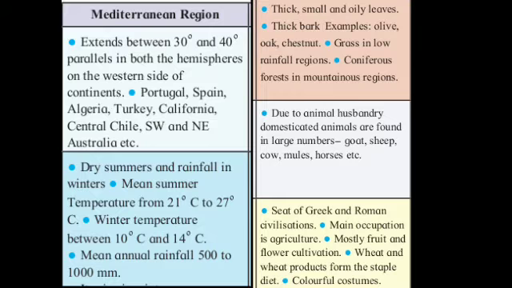Seat of Greek and Roman civilization. Main occupation is agriculture, mostly fruit and flower cultivation. Wheat and wheat products form the staple diet. Colorful costumes. Now see the explanation, students.